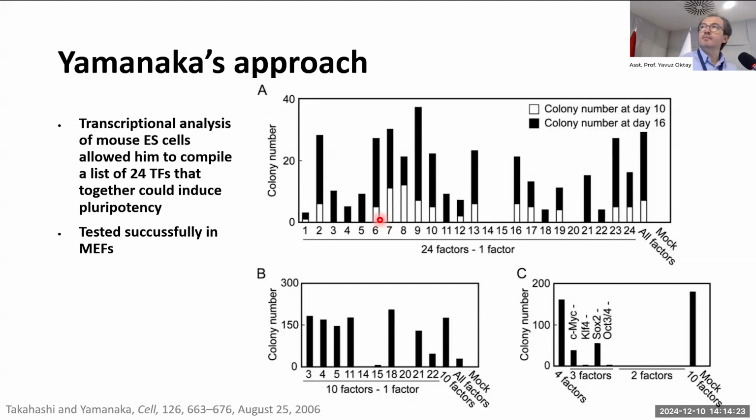So it worked, and he got some pluripotent cells. So the next step was, which one of these 24 are really responsible? So he started eliminating one by one. So take one out, and then reducing it to 10 factors, take one out for each, and then eventually he reduced it to a minimal number of transcription factors, as we all know now, the Yamanaka factors.